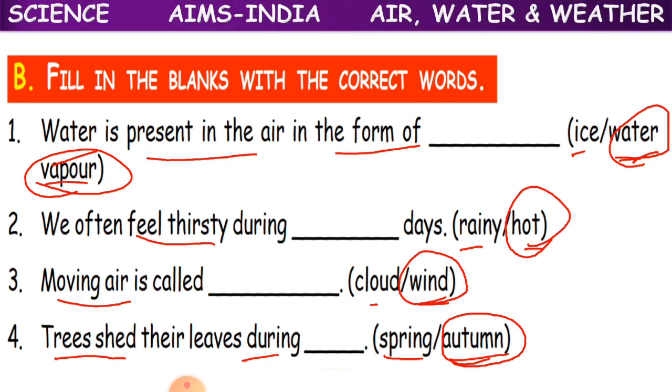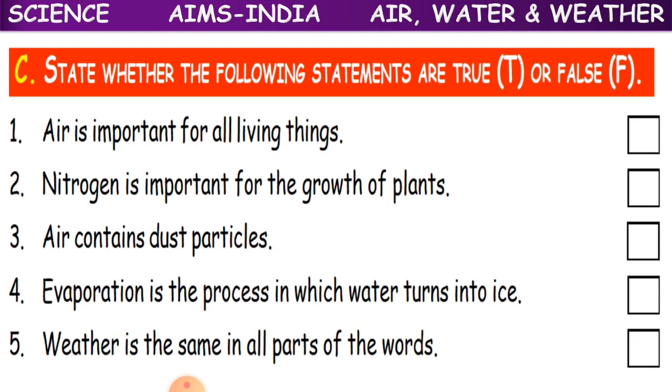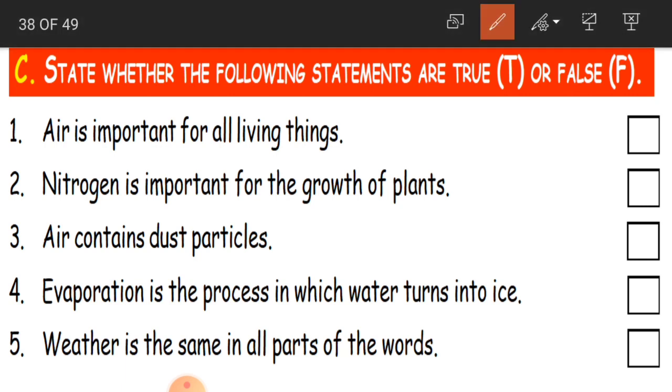Okay, children, clear? Now the next exercise is true or false. State whether the following statements are true or false. The first one, air is important for all living things. Is it true, children? Yes. It is obviously true, because without air no living thing can exist on this planet. In which planet are we living? Yes, on Earth. Children, this is true.